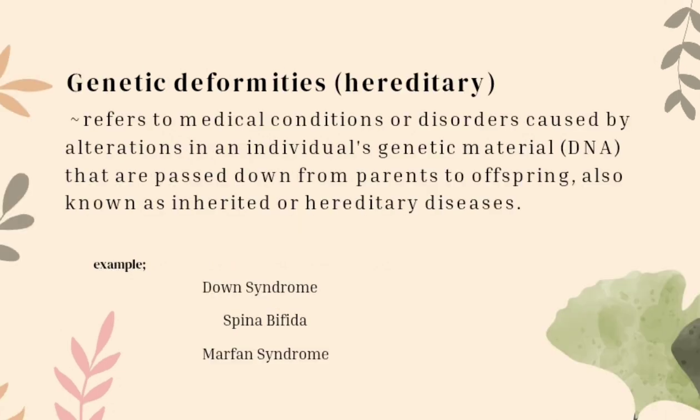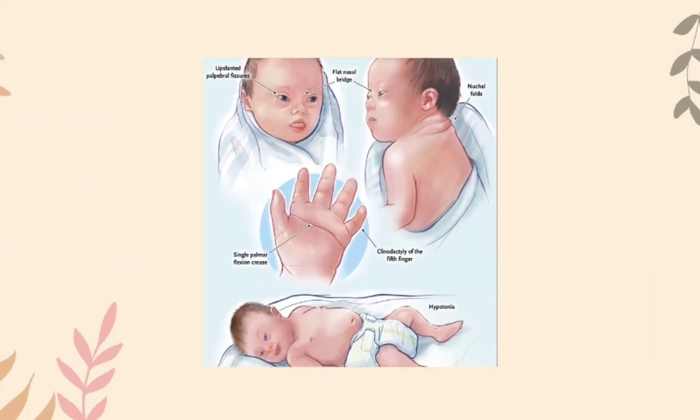Genetic deformities refer to medical conditions or disorders caused by alterations in an individual's genetic material, DNA, that are passed down from parents to offspring, also known as inherited or hereditary diseases. Example: Down syndrome, a genetic condition caused by an extra copy of chromosome 21, leading to intellectual and physical differences.